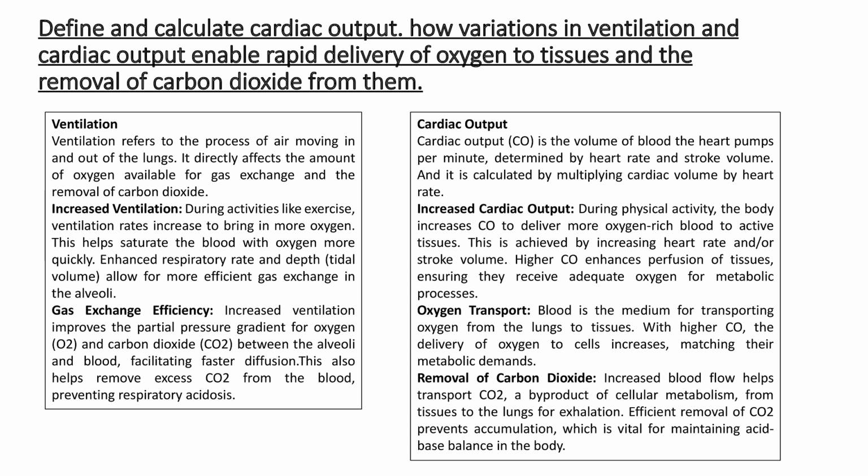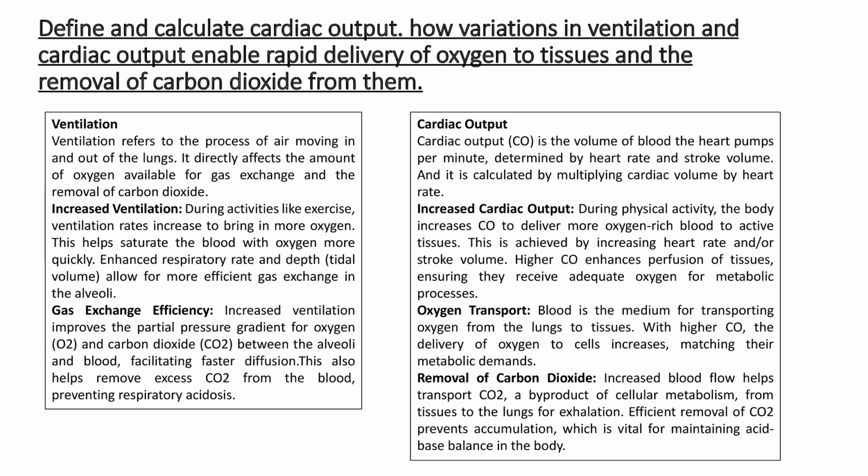The next part is gas exchange efficiency. Increased ventilation also improves the partial pressure gradient for oxygen and carbon dioxide between the alveoli and blood, facilitating faster diffusion. This also helps remove excess CO2 from the blood, preventing respiratory acidosis. You all know if there is an increase in the carbon dioxide level in blood, the pH level falls, so that makes the blood more acidic. So this prevents the respiratory acidosis.